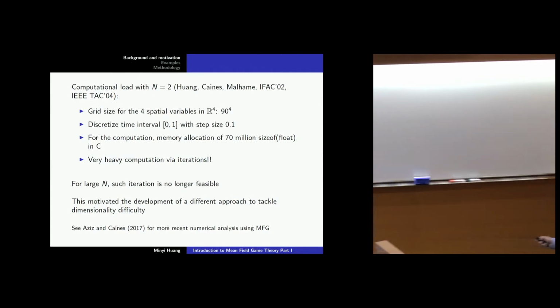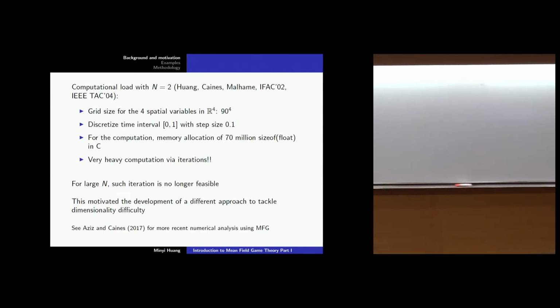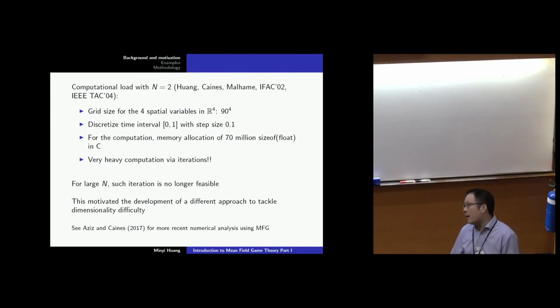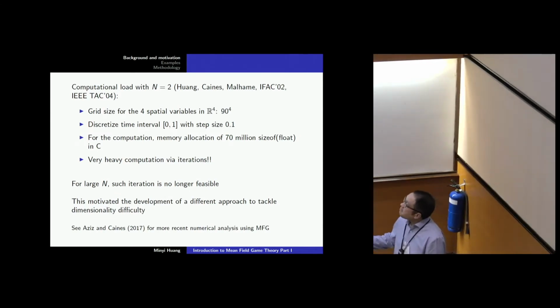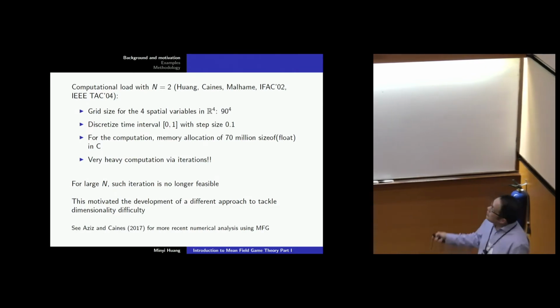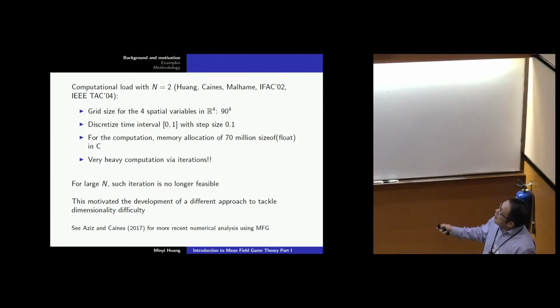Now, if we consider n big, say n equal to 20, 40, by that time, it's normal to have a population like 40 to 100 in a cell. So you can see there is no way for us to extend the method here. So this motivated the development of a different approach to tackle the dimensionality difficulty.